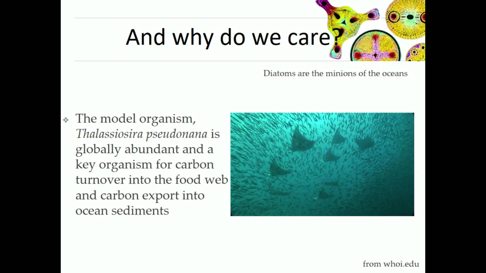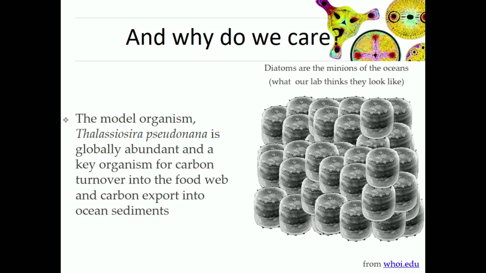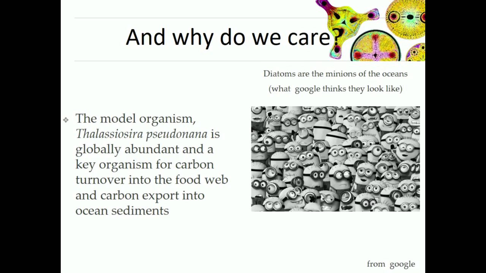So small things eat diatoms that then get eaten by larger things, and eventually, if anything happens to the phytoplankton foundation of the food web, it's going to have repercussions up at the higher trophic levels. And eventually it's going to affect the things that are fluffy and that people actually care about. The organism that we're using kind of looks like this, or like this, actually, if you ask Google.